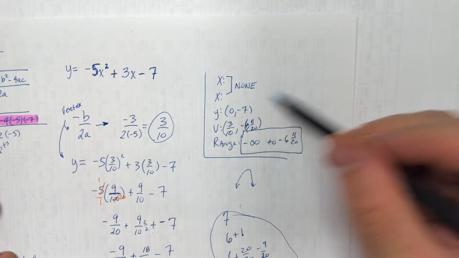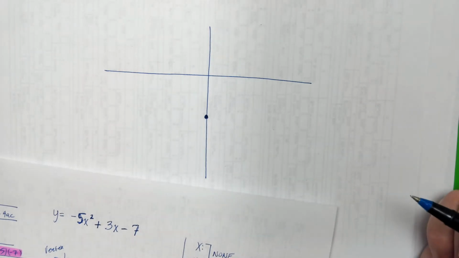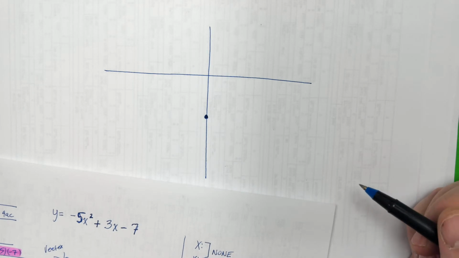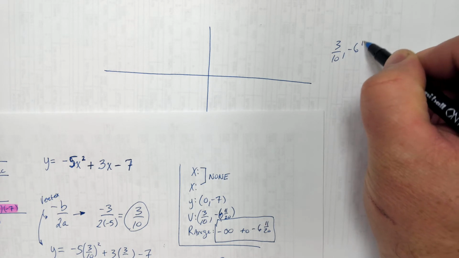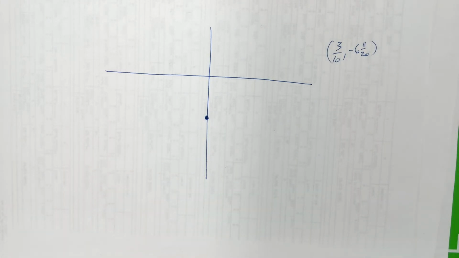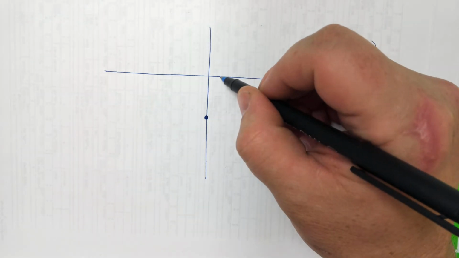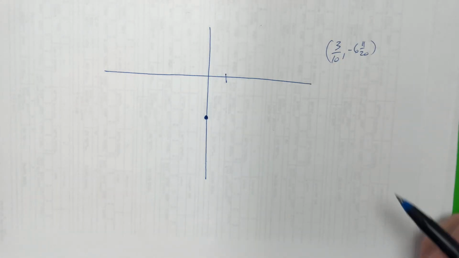Okay. Here's the points, right? No x-intercepts. 0, -7. That's right here. And then 3/10. Here's our vertex. 3/10 is about a third. So if that's 1, 3/10 would be somewhere over here, right?